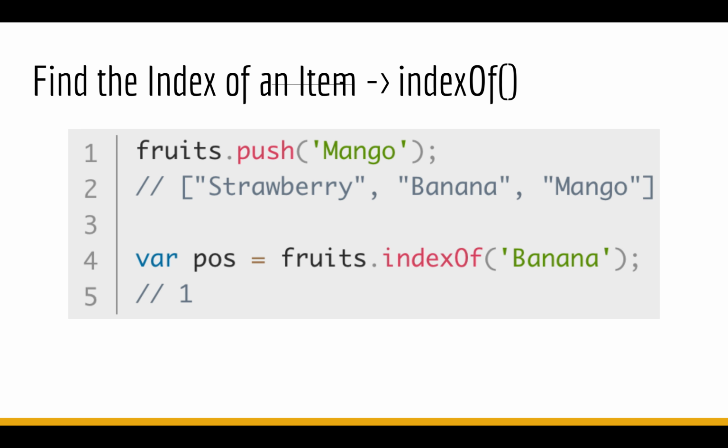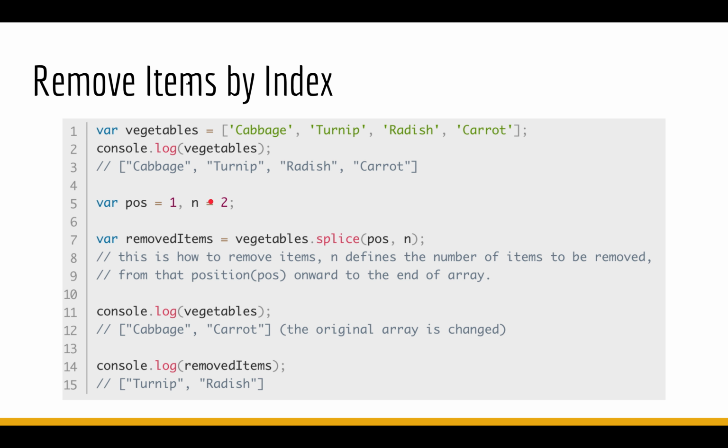We can also remove multiple items as well. So in this example, we're going to start at index 1 and we're going to remove 2 items. So this should remove turnip and radish. As we can see, when we call vegetables.splice with pos being 1, which is the index that we're starting at, and 2 being the number of elements we're removing, we will get vegetables to now have just 2 elements, cabbage and carrot.